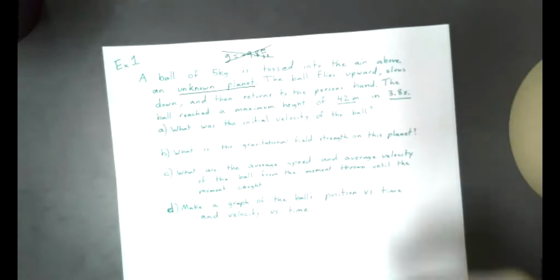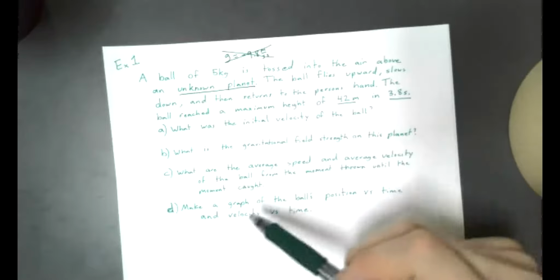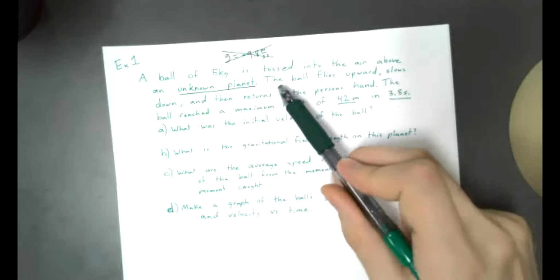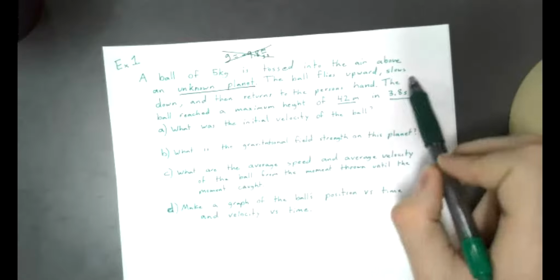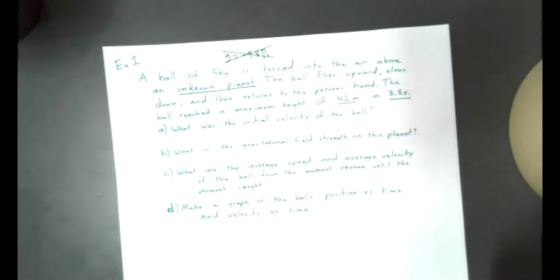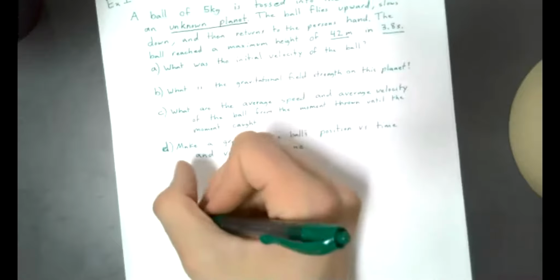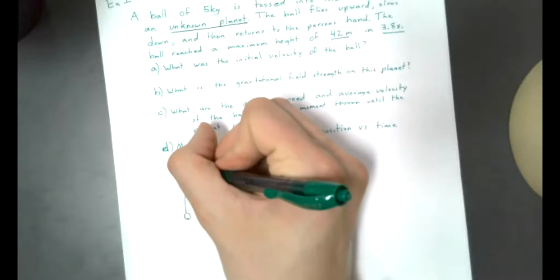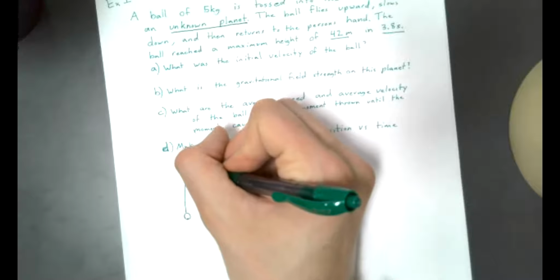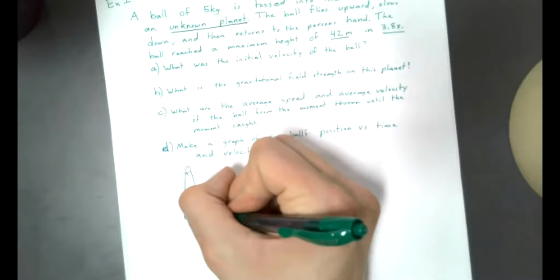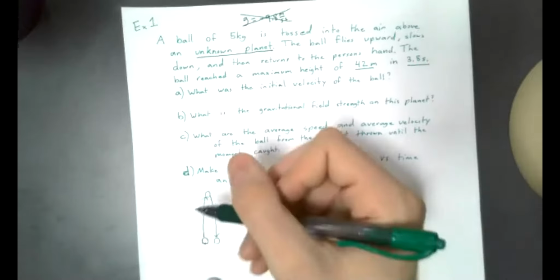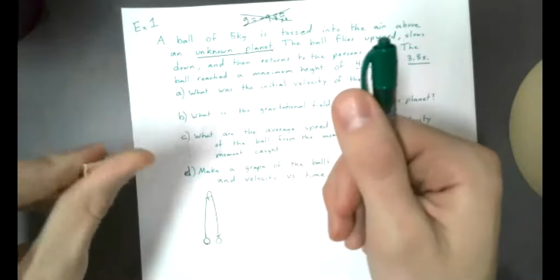All right. So we can't be sure what the acceleration is, but still the ball flies upward, slows down, and then returns to the person's hand. So you can think of it like this. Ball goes up, ball has a momentary pause, comes back down to the ground. What's the velocity of the ball at the very height of its path?